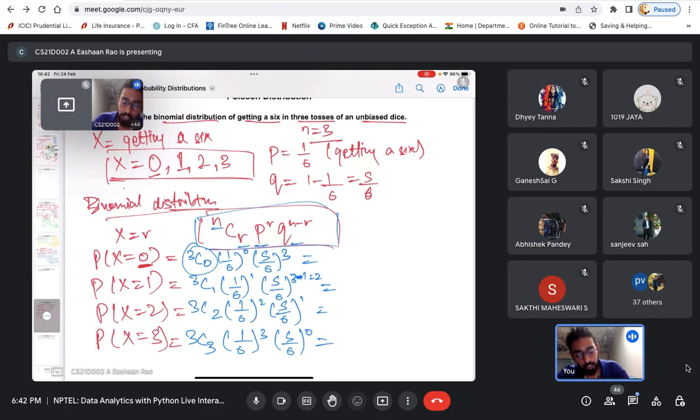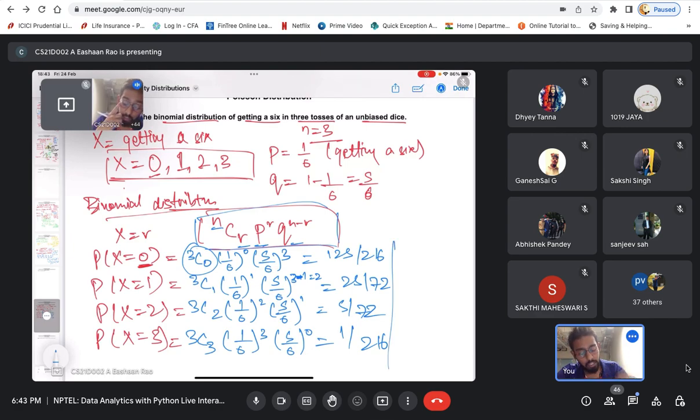If you try to calculate it, the values will be 125 by 216, 25 by 72, 5 by 72, and 1 by 216. I have noted down this answer somewhere, so that's why I'm not calculating it, because it needs a lot of calculator work. So we are not spending time on calculation. We're just going to reach a stage where we need to calculate a certain value.